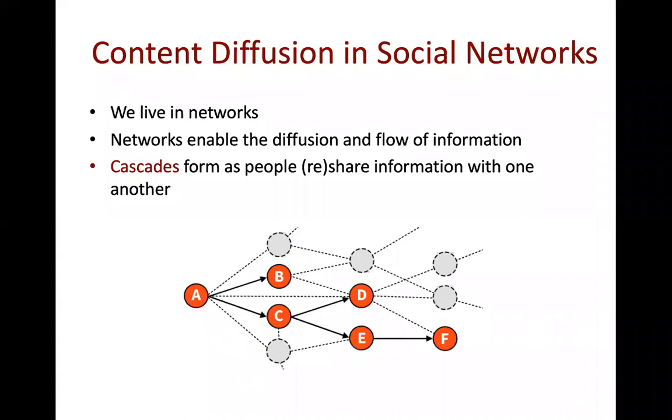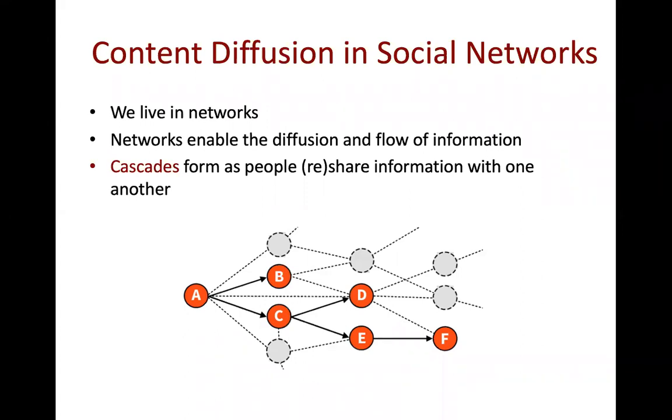So cascades, or basically we just talk about more general things, content diffusion. Social networks, it's all about the relationship between people. That's why it's called social networks, right? So social networks enable diffusion and flow of information. So we talk to each other, we communicate, and that things get spread.